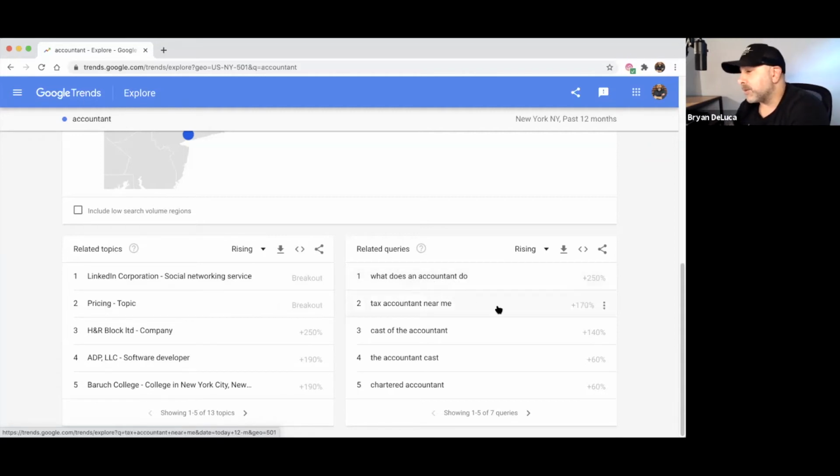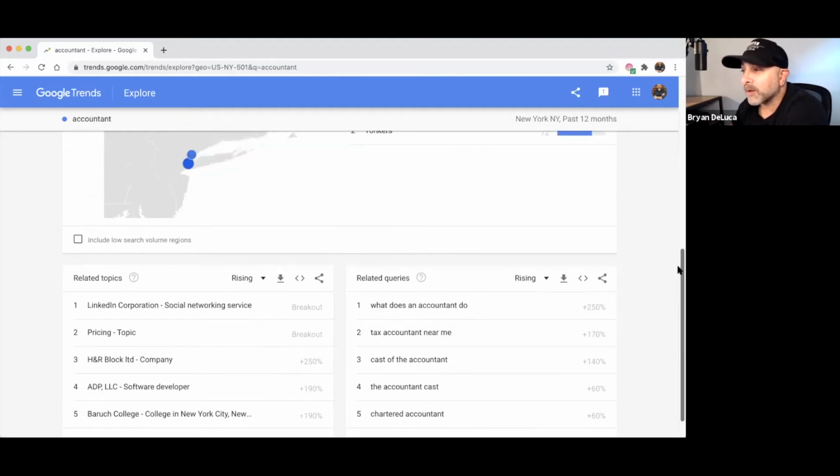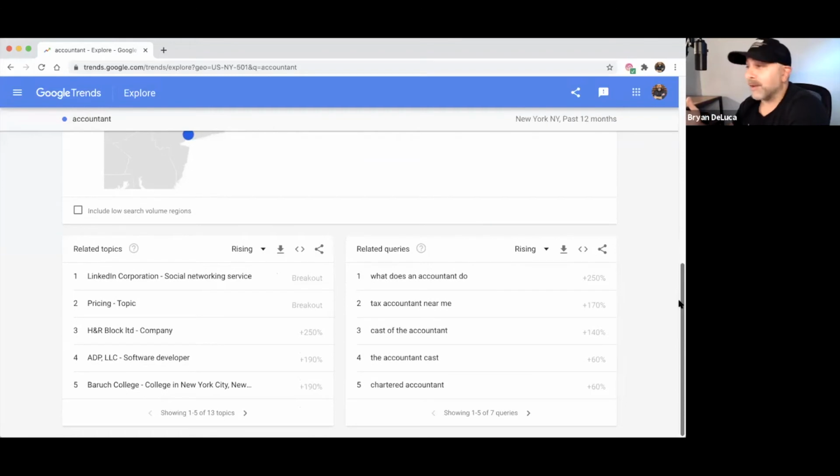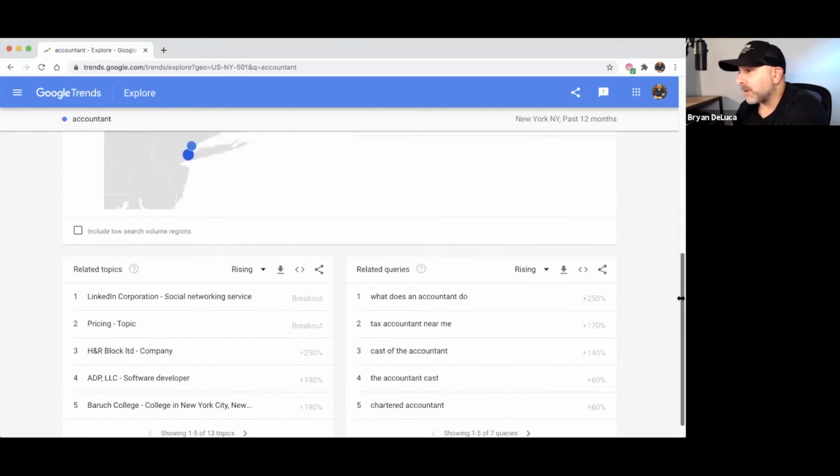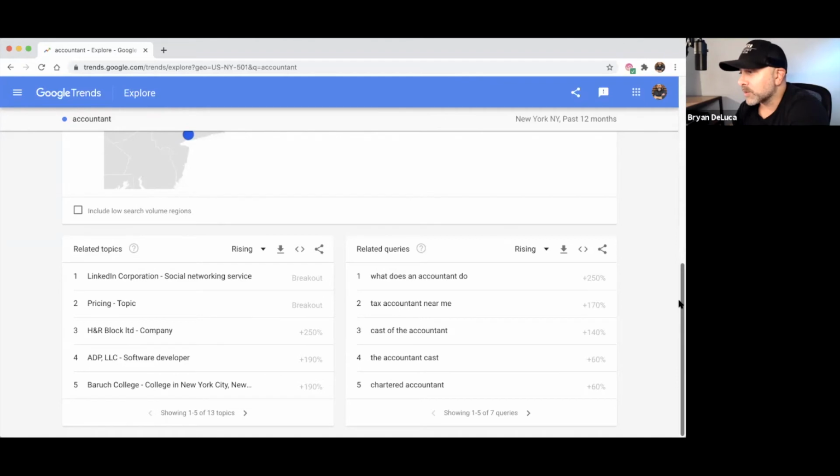What does an accountant do? Now, what's interesting is you see that on the rise. That may actually be because a lot of people are going to school, right? We'd have to do some more research to understand that. But what's interesting is tax accountants near me. That's people still filing their taxes this year. With COVID and everything, unfortunately, or fortunately, I guess depending on which end you are, we had taxes extended out. So people are probably still looking for accountants or things like that, or even to close out the year as we're nearing towards the end of the year.